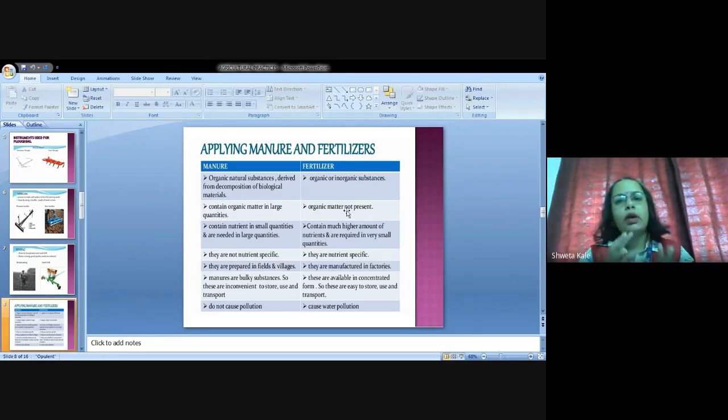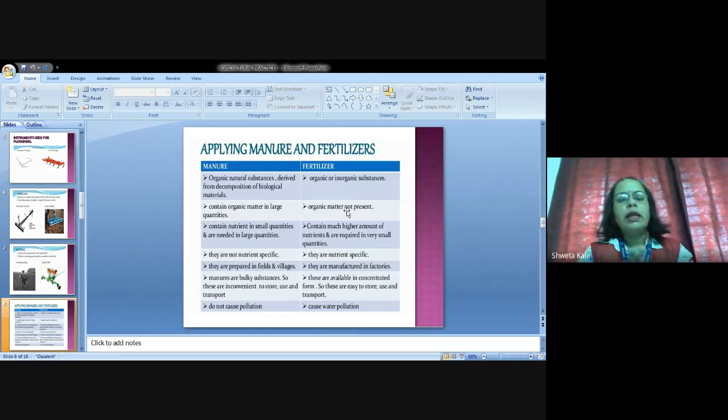When fertilizers are prepared, certain chemicals are added for making them. So naturally, manures are a good option rather than fertilizers. But if the manure is lacking in some of the nutrients, then we can make use of fertilizers. Also, care needs to be taken that fertilizers should not be used in excess amount, otherwise it will damage the crop also.